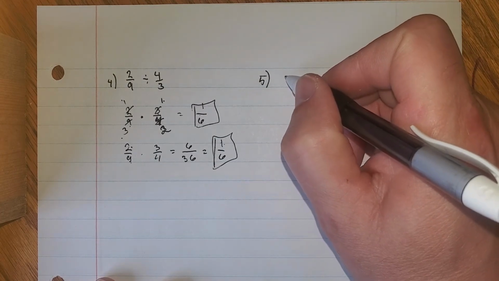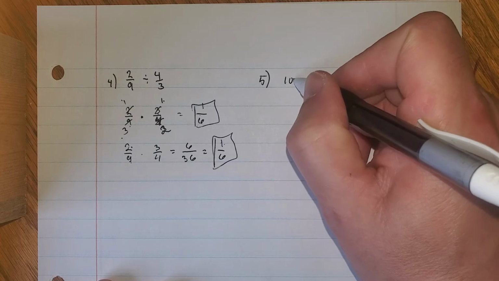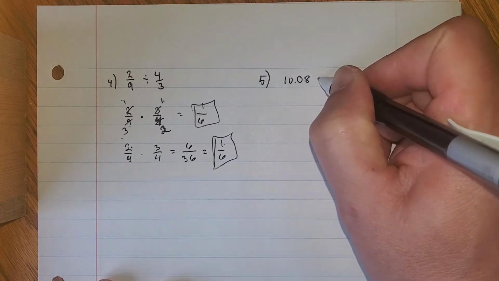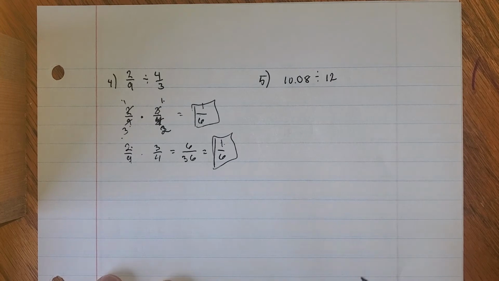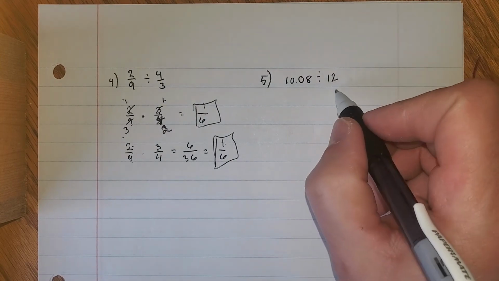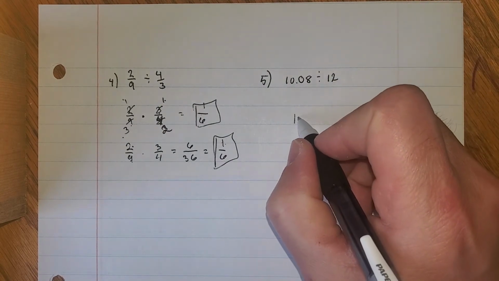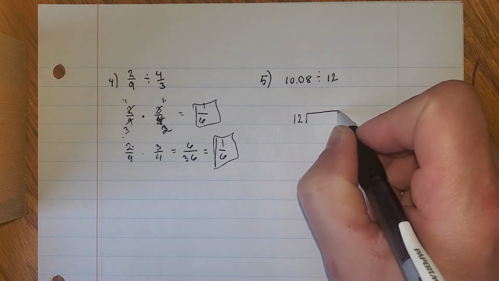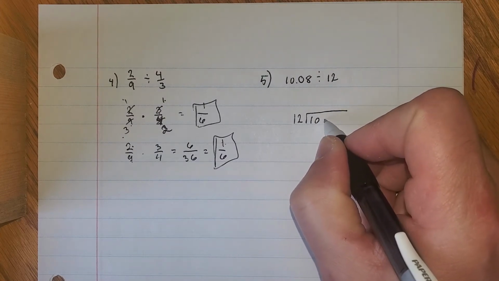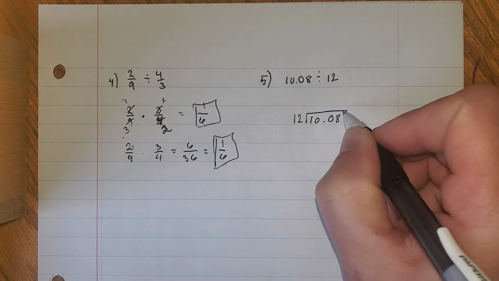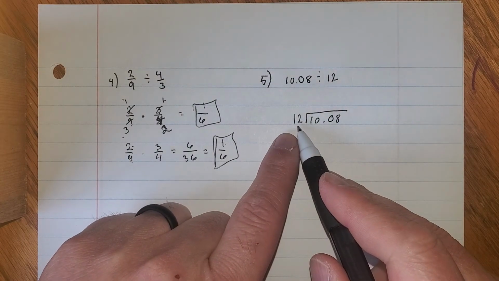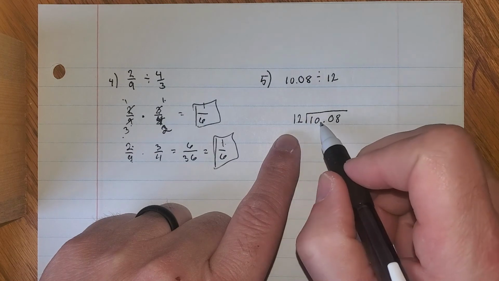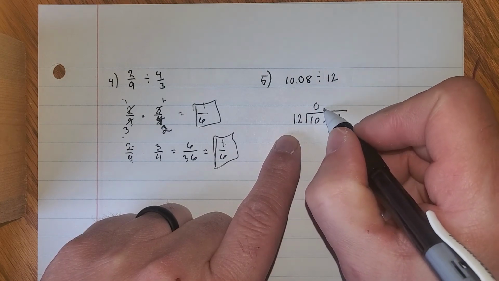Number 5, 10.08 divided by 12. Ooh, so I'm going to have to do some long division. I love long division. That's me being sarcastic. I don't love long division, but I'll do it if I have to. We got a whole number for the divisor out here. So 12 doesn't go into 10. I'm going to put a 0 and put the decimal.